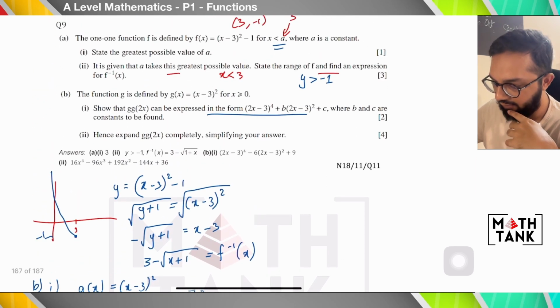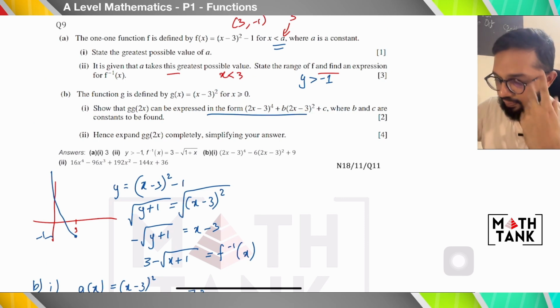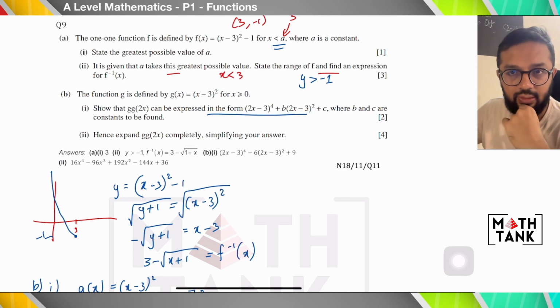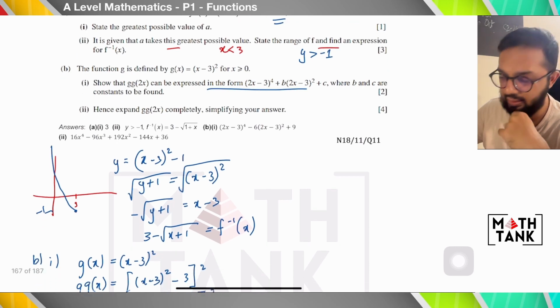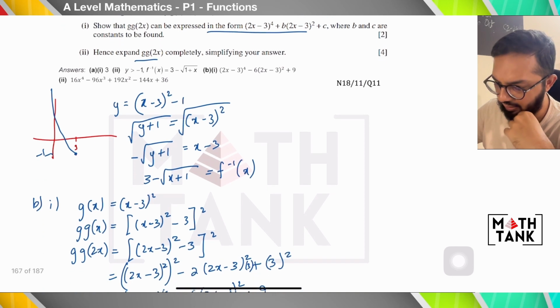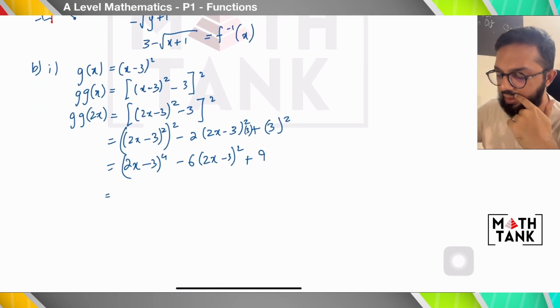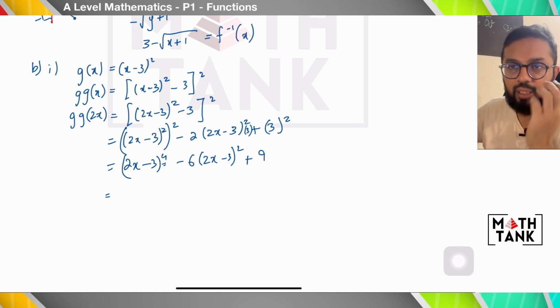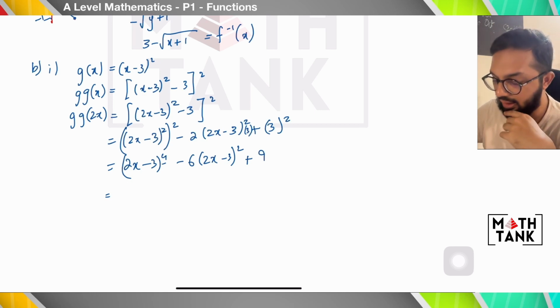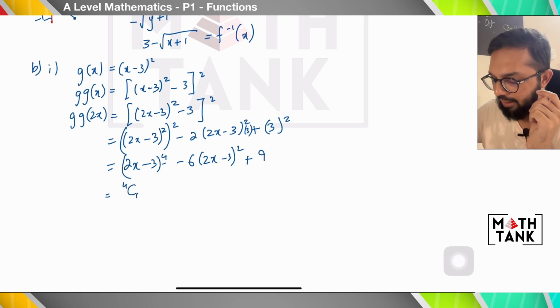Is that in the required form? Yes, it's in the required form. And this is a power 4 and then power 2 and then a constant, which should remind you of a disguised quadratic equation. It says hence expand gg of 2x completely, simplifying your answer. Okay, it's not asking me to solve, it's just asking me to expand. Now this power 4 is basically a binomial expansion if you remember it from there. If you don't, you can just break it up into two squares and then multiply. I'm going to do the binomial expansion because that is what the question expects me to do.